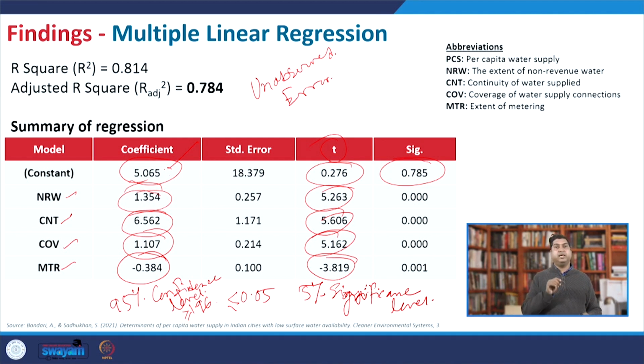So if you think that the NRW value will increase further, that means much of the water is getting wasted, so you should plan for higher supply, so that at least the end user will get that. So that's why it is showing the positive thing. Continuity, if you want to maintain, you have to have higher supply, and coverage also will increase the supply, so that's why they are coming with a positive.